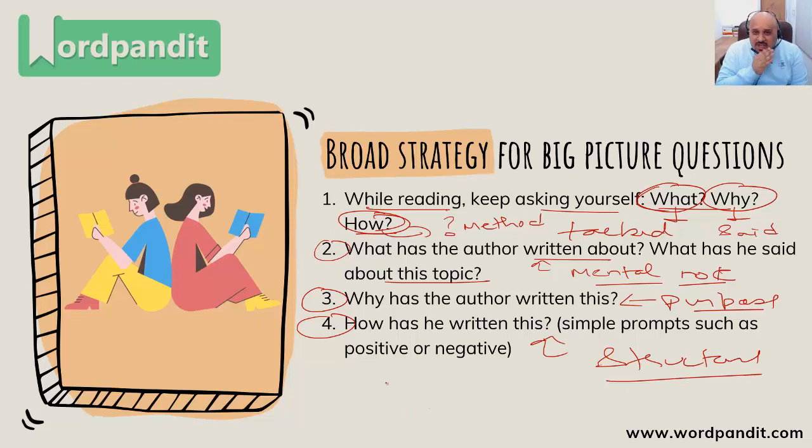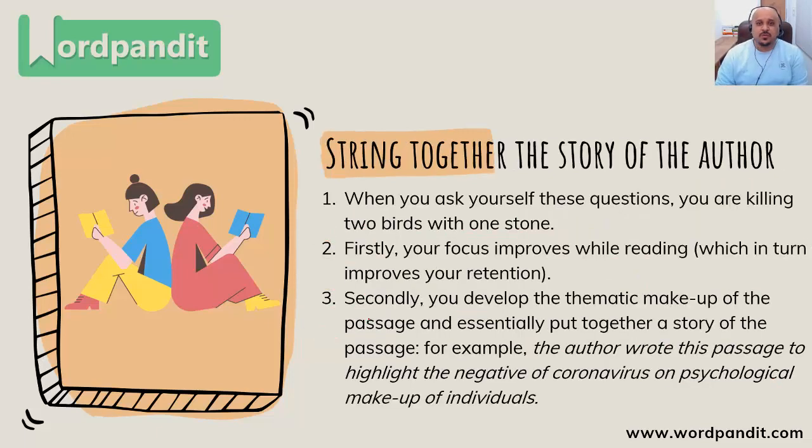Now give yourself some simple prompts. When you're talking about the structure of the passage, just ask yourself, has he written this in a positive way, in a negative way? Is he trying to convince me of something? Is he trying to convince me that this particular thing is bad? Is this particular thing good? These are small little questions that you've got to keep asking yourself. Remember, when you ask these three questions, what, why, and how, you will see how these are connected to one another. Essentially, you are making a framework for the passage, and that is what is required for big picture questions.